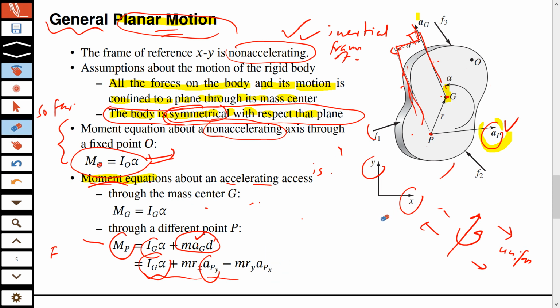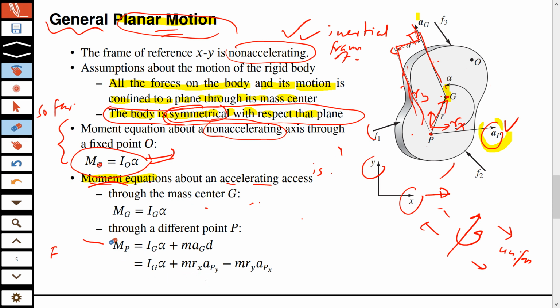APX is this way, so it will be perpendicular to RY. Remember, you can resolve R into two components, along the x-axis and along the y-axis. So just like you calculate moments, APX will be multiplied with RY because they are perpendicular, and APY will be multiplied by RX because these two are perpendicular, and M will not go anywhere.